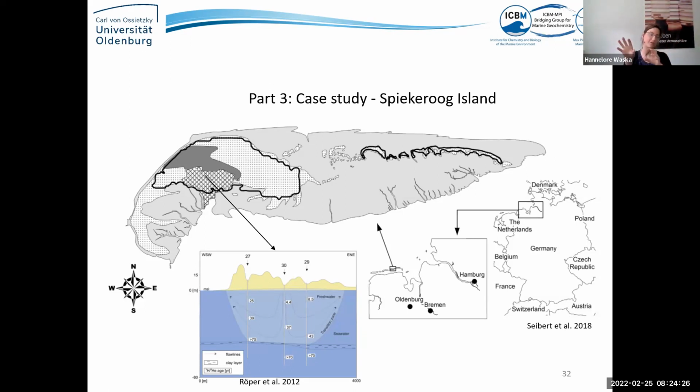So they still move towards the east. And so that's why it has this kind of comma shape. And on the left side, you can see this kind of structure.